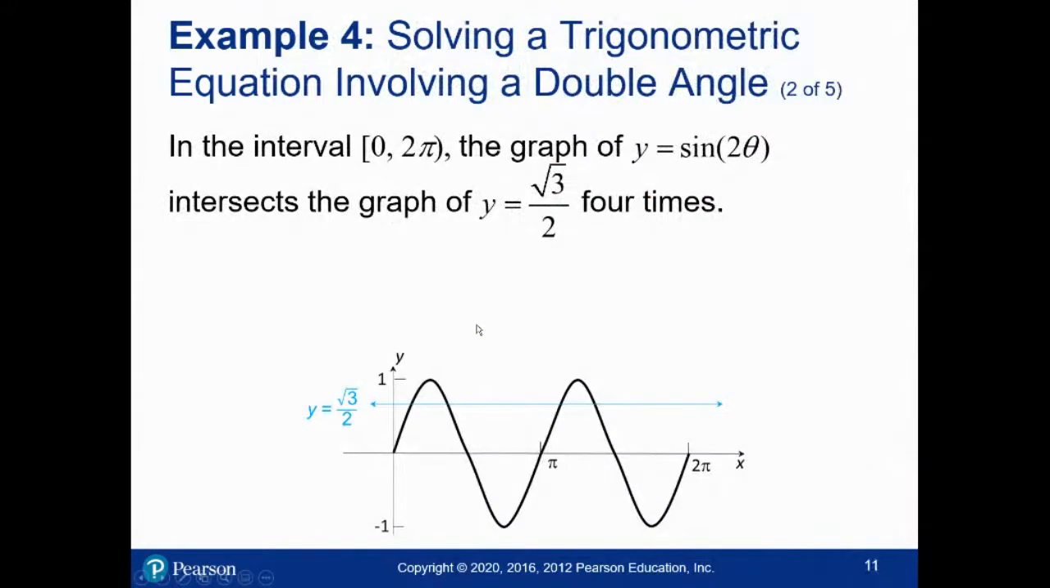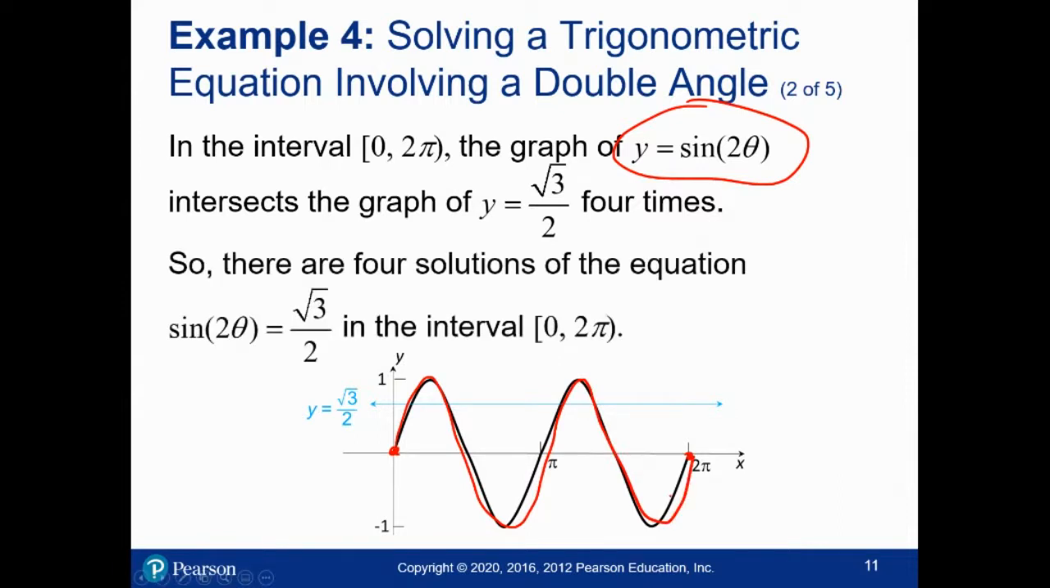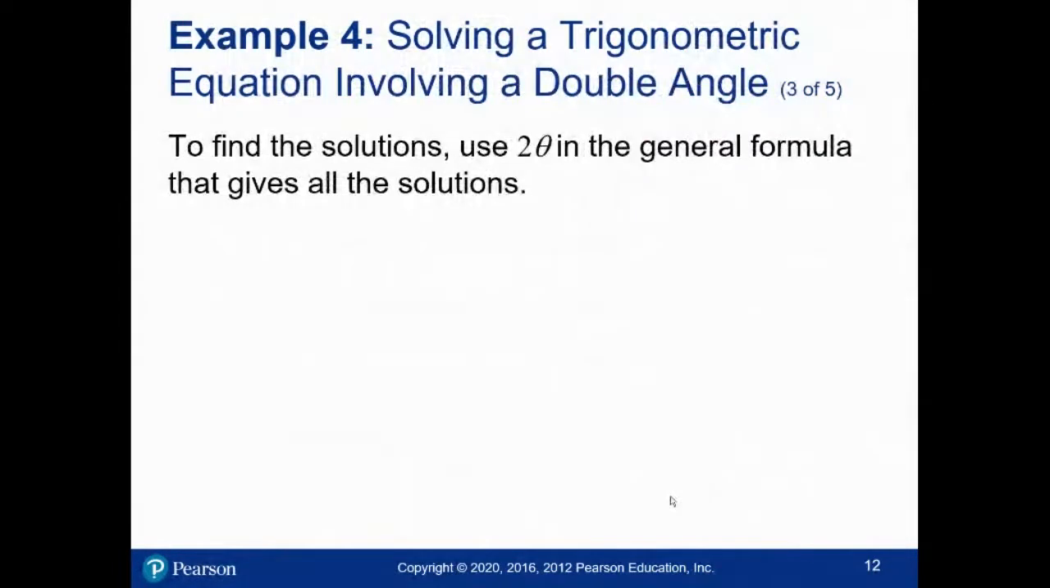If you plot the curve sine of 2 theta and compare it to the height root 3 over 2, since the period of this is just pi, between 0 and 2 pi, it's going to do 2 complete cycles, which means it's going to hit this line 4 times. So we know we're looking for 4 solutions. Okay. So how do we find those 4 solutions?